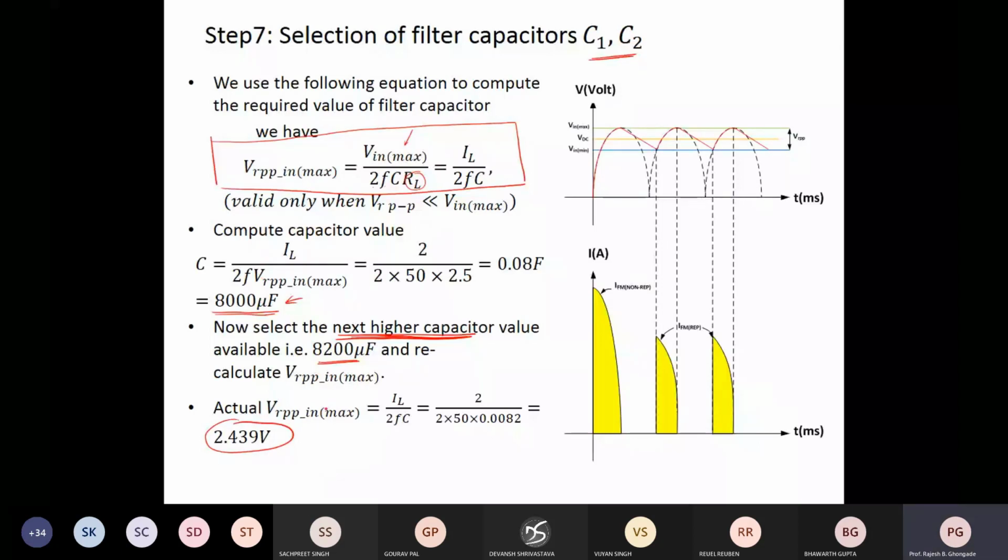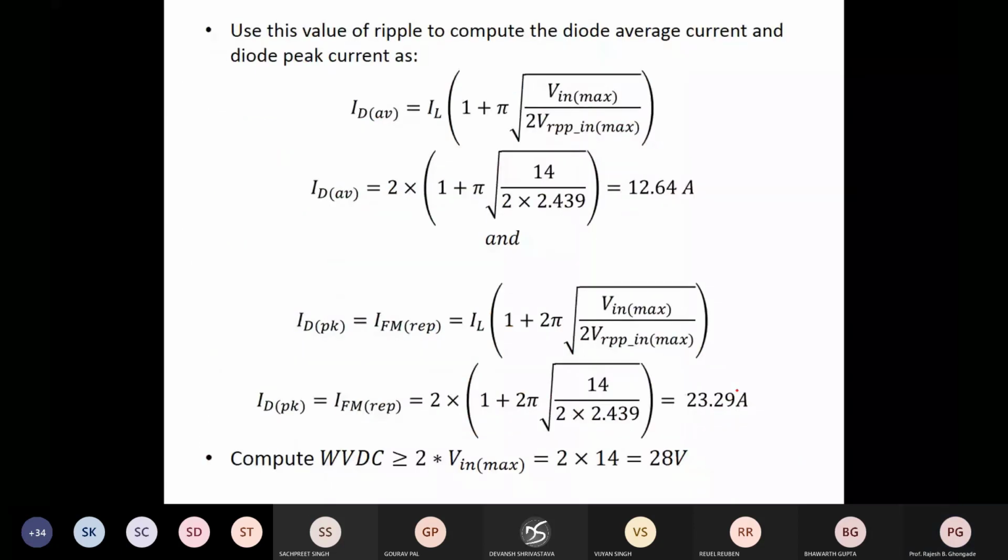Now here you can see this is called a non-repetitive surge current. These are called repetitive surge currents. We have already discussed this when we talked about diode specifications. So using this value of ripple to compute the diode average current and the diode peak current, we are supposed to find out the diode peak current.